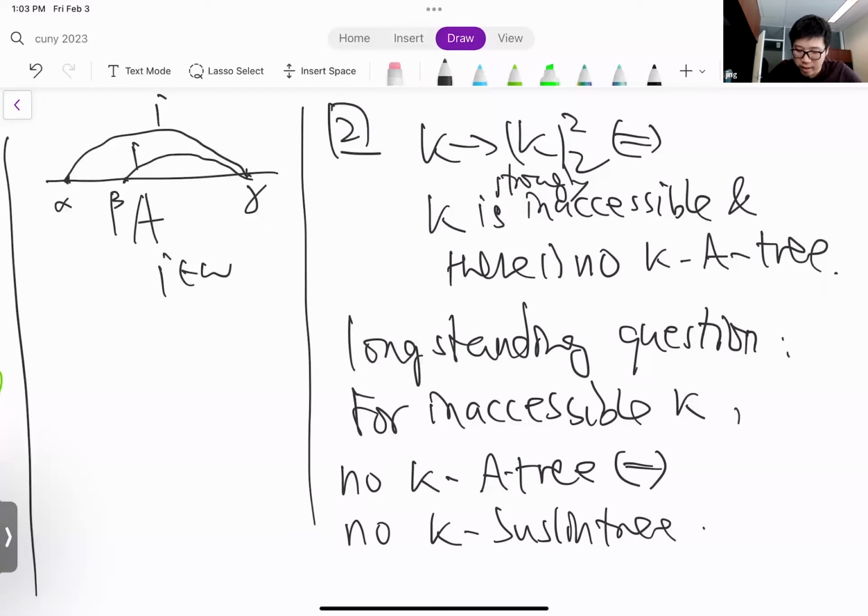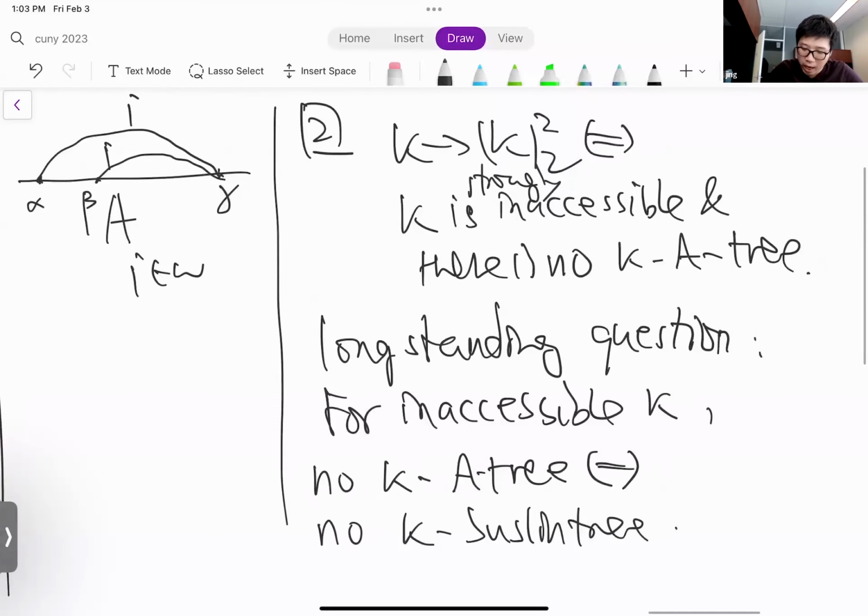If you don't talk about inaccessible cardinals, then these two notions can be distinguished. But at inaccessible cardinals, I guess it's probably due to lack of technology. At the moment, we're not able to exhibit a model where these properties are separated. Of course, if you don't have a kappa Aronszajn tree, then you don't have a kappa Suslin tree. So it's the other direction. Can you get a model where there's no kappa Suslin tree, but there's still some kappa Aronszajn tree?